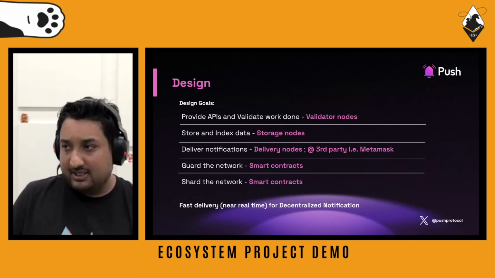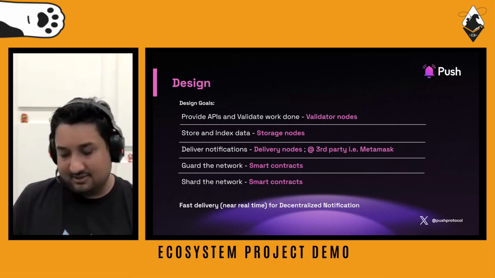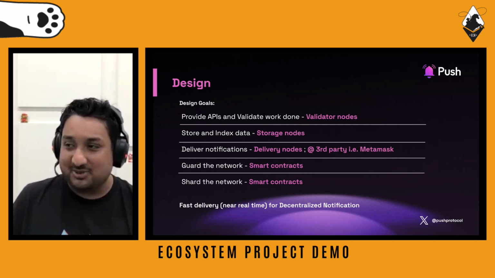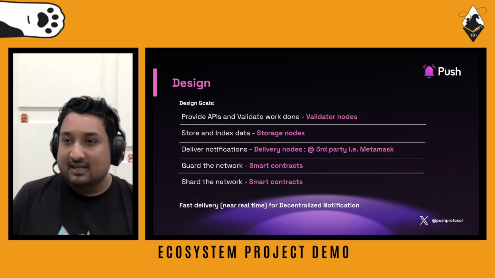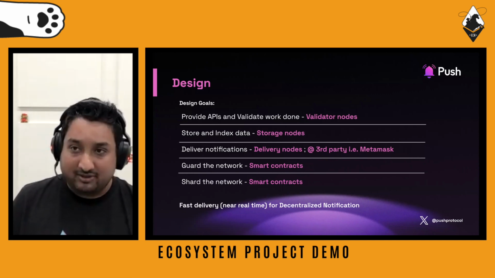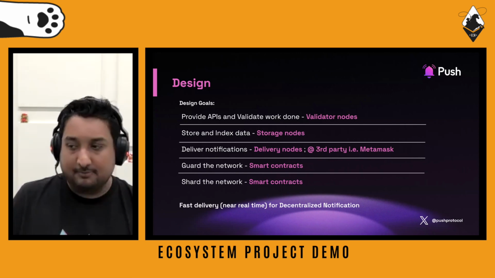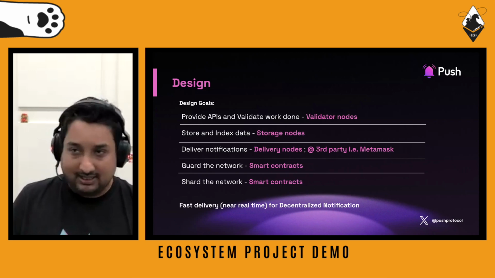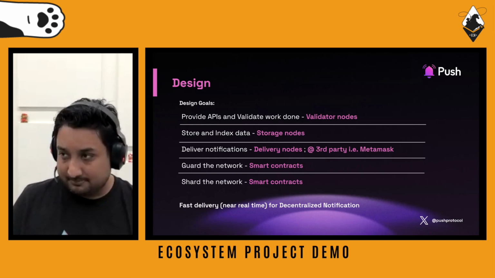In a brief overview, it comprises validator, storage, and delivery nodes. Validators validate, storage nodes store, and delivery nodes enable this last mile delivery. For example, if you are a crypto wallet and you want real-time notifications, then once the notification comes to your wallet, you have to push it to the Apple protocol or to the Google protocol, and that's where delivery nodes come in. And then the network is guarded and sharded using smart contracts.